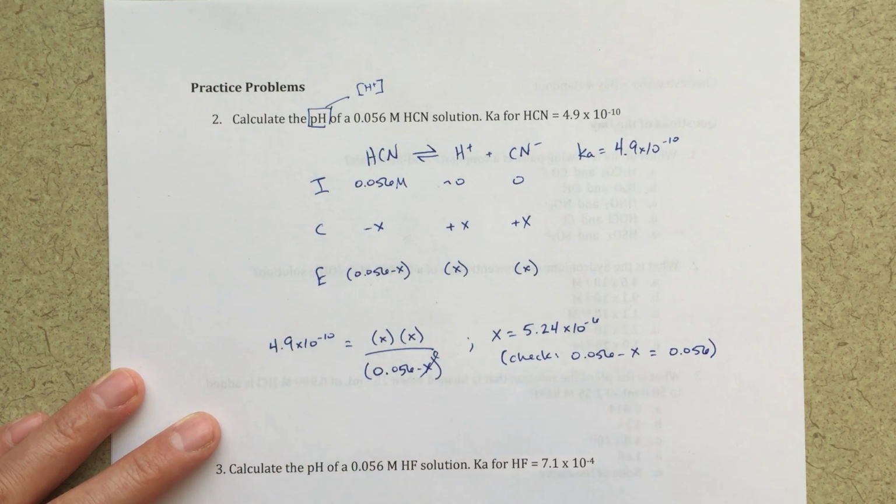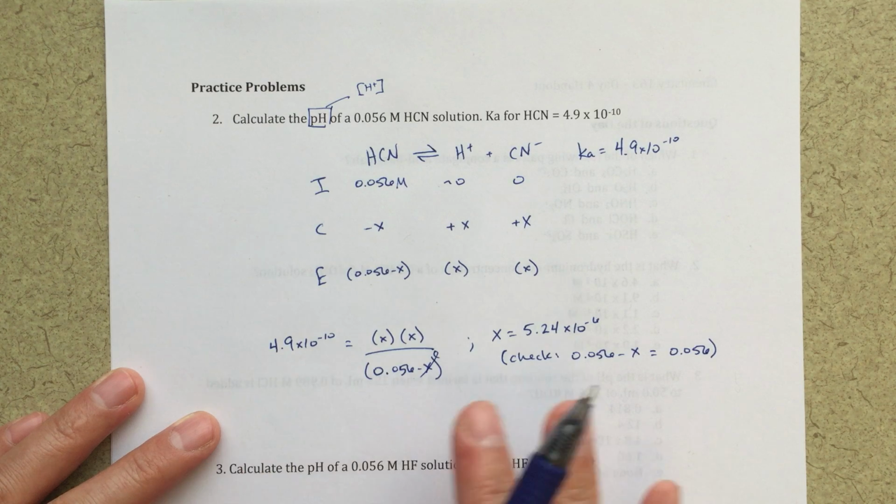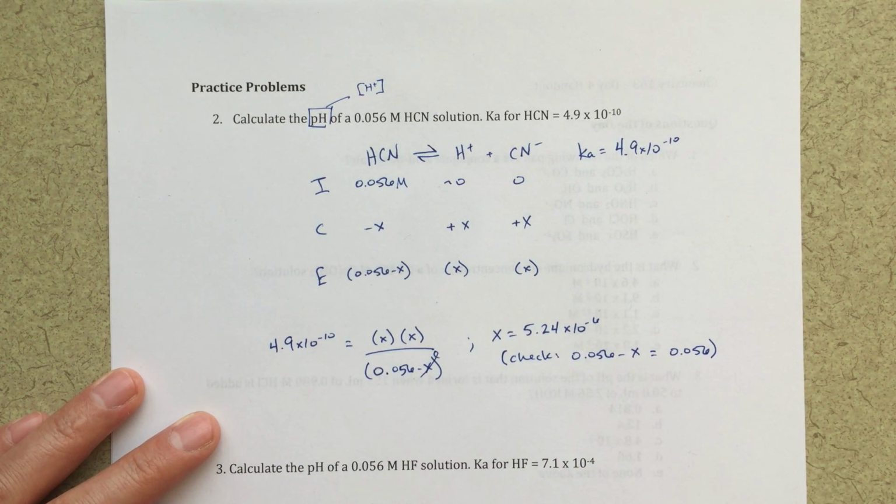The other way to do the check, which we'll do on the second problem, is to take your x value and then divide that, or find what percentage of the initial that is. So take this value divided by 0.056, multiply that by 100. If it's 5% or lower, then you're good to go. And if you actually calculate that for this problem, it's really, really low. It's below 1% by far. So this is a good assumption for this problem here.